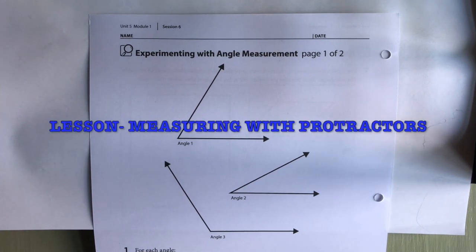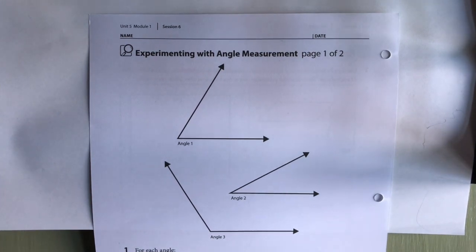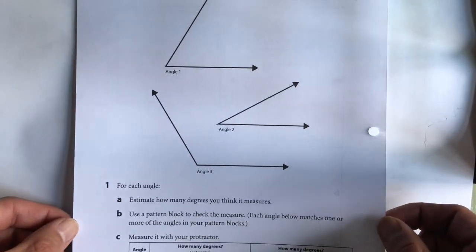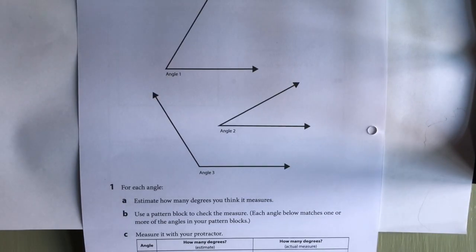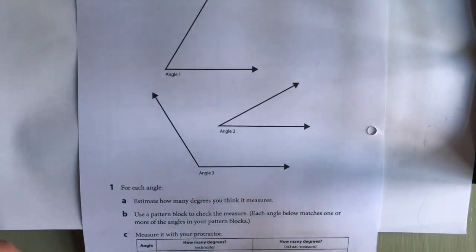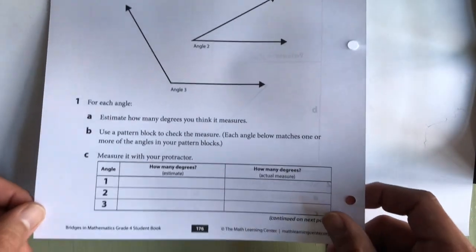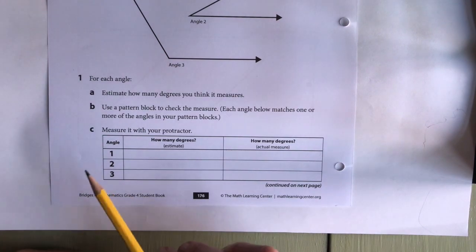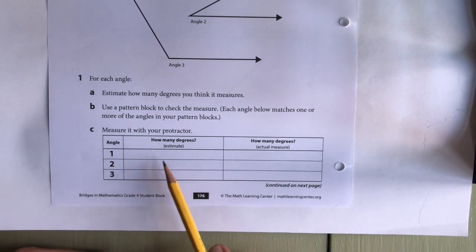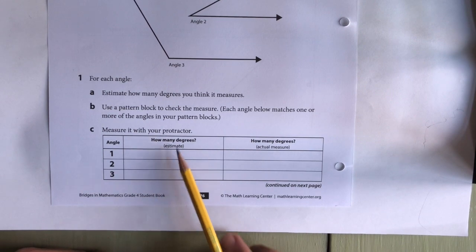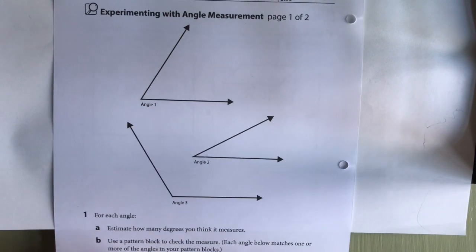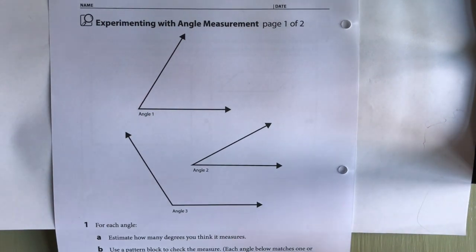All right, so the top of your page should look like this. All right. And if we're looking at the directions below, it says for each angle, estimate how many degrees you think it measures. So we're going to write down those answers in the table below. Okay. So for angle 1, 2, and 3, the first thing we're going to do is estimate. How many degrees do we think each of these angles is?